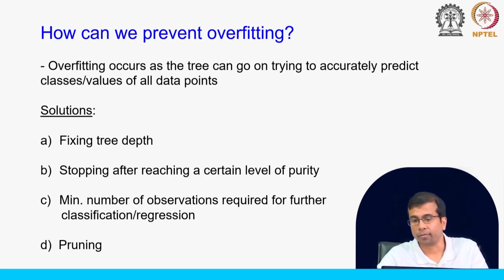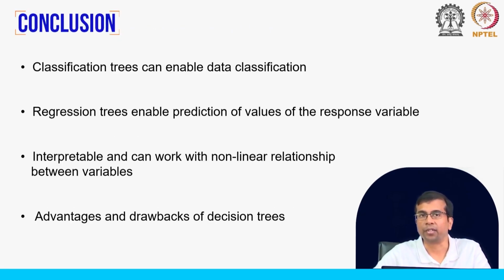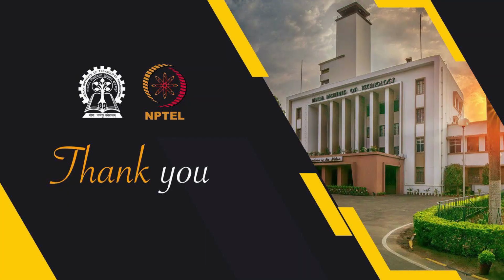So, what we have seen is that classification trees that we build by the decision tree method enable data classification, whereas regression trees enable prediction of values of the response variable. We have seen hands-on of both of these. And as we have seen from the tree structure on a real data set, these trees are interpretable. So, we can identify the variables of importance, and these trees can also work with nonlinear relationships between variables. And we have also discussed advantages and drawbacks of decision trees in this class. Thank you.